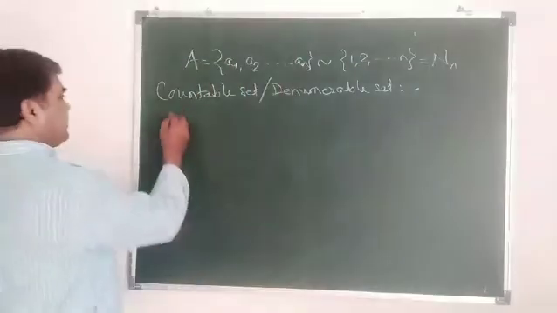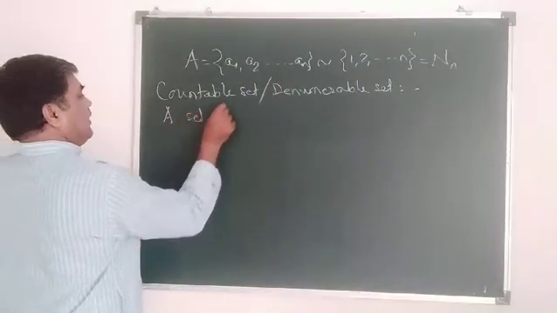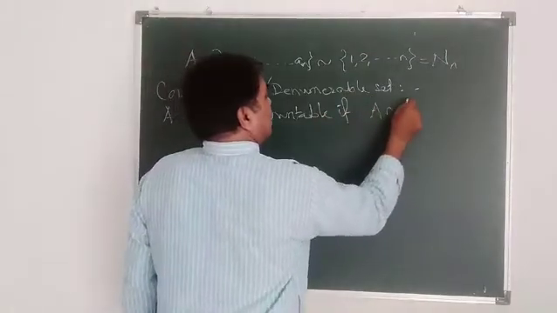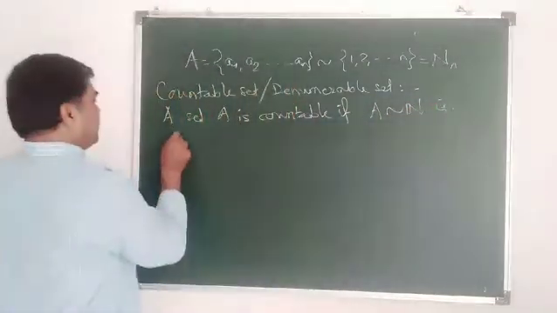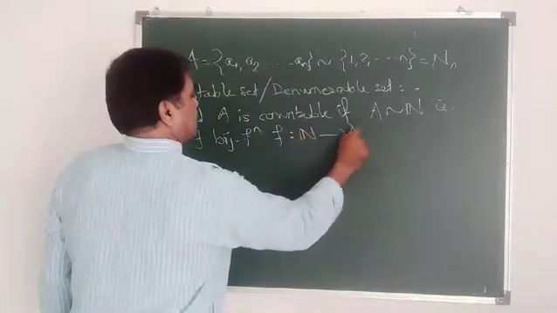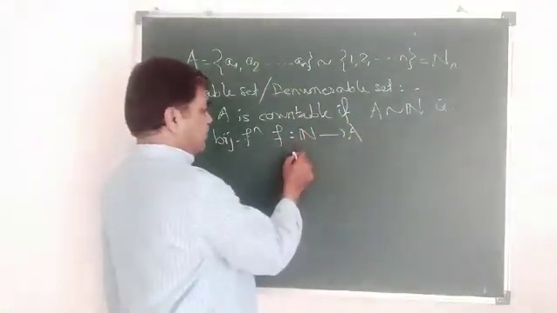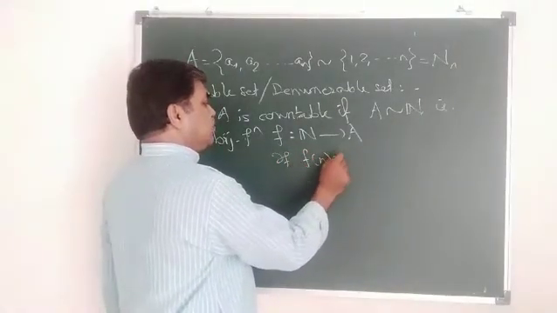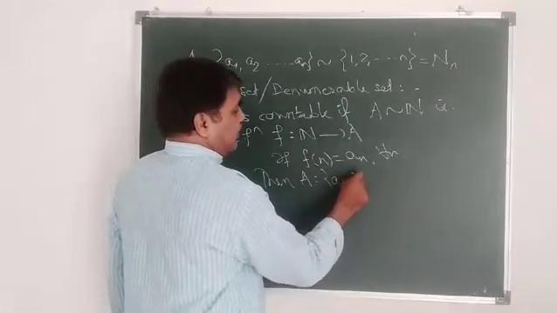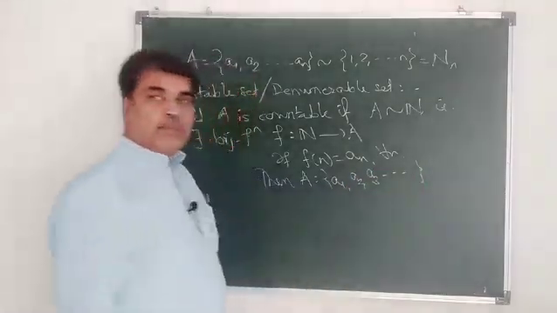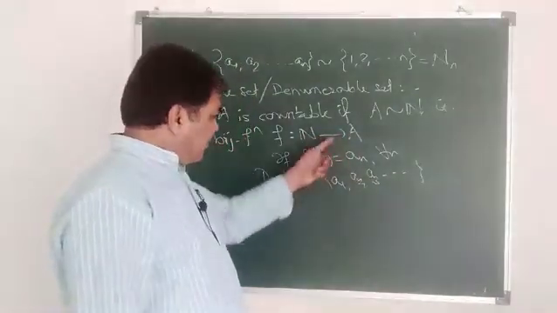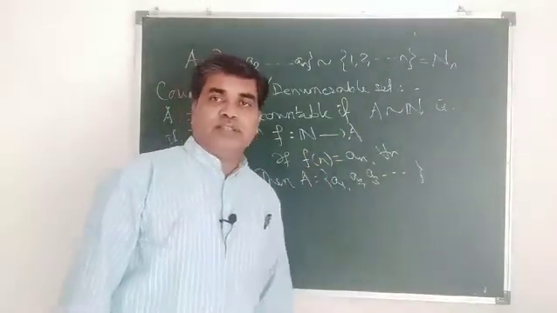Okay. So what is a countable set? A set A is countable if A is equivalent to the set of natural numbers, that is, if there exists a bijective function f from the set of natural numbers to A. So if f of n is equal to a_n for every n, then A is written as a1, a2, a3 and so on. The first element of A is a1, the second is a2 and so on. So a countable set is also written in this way.